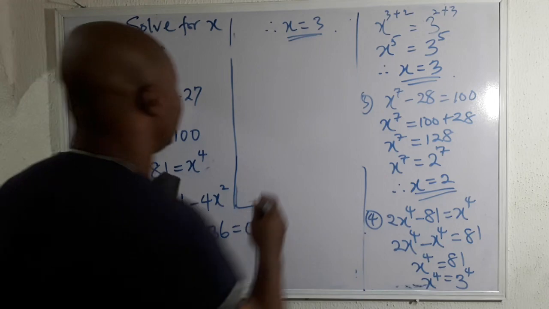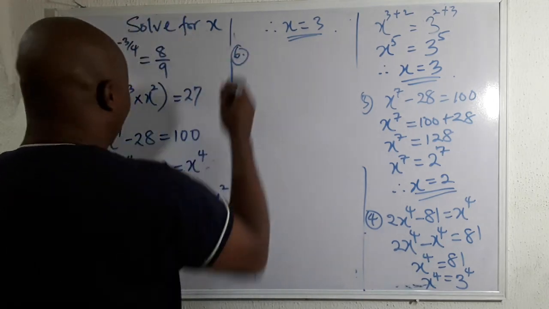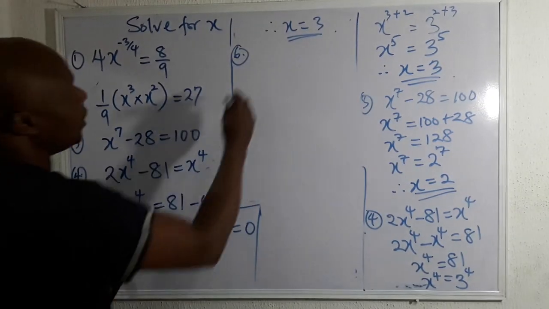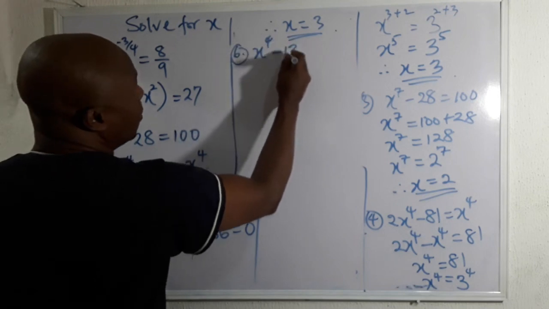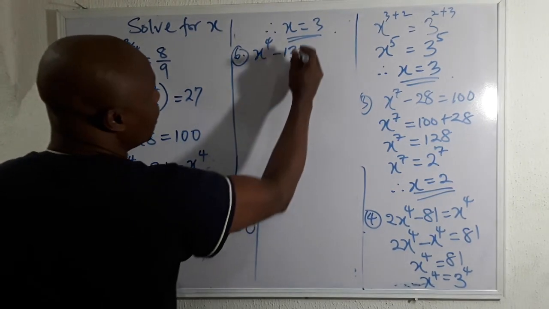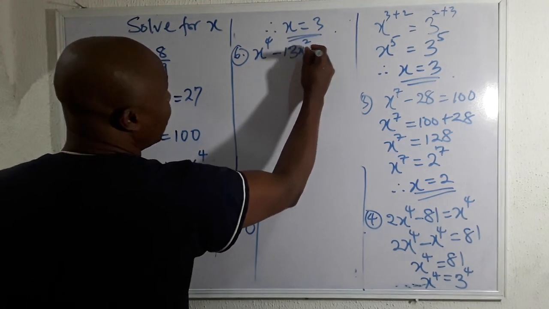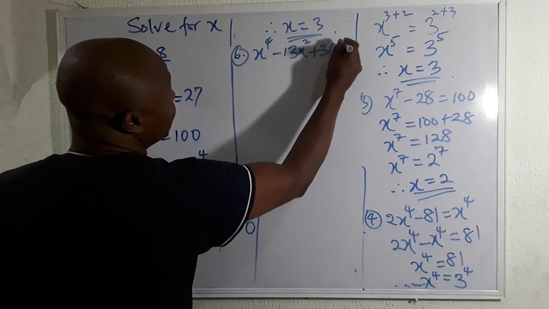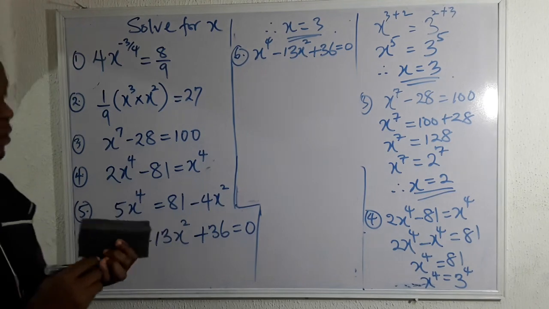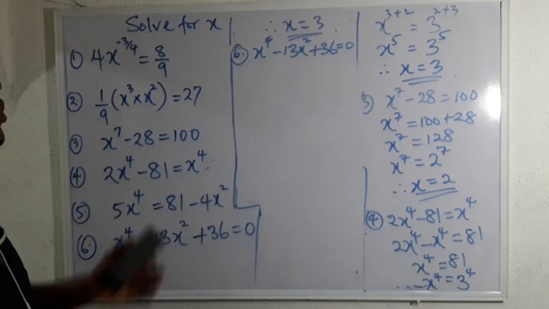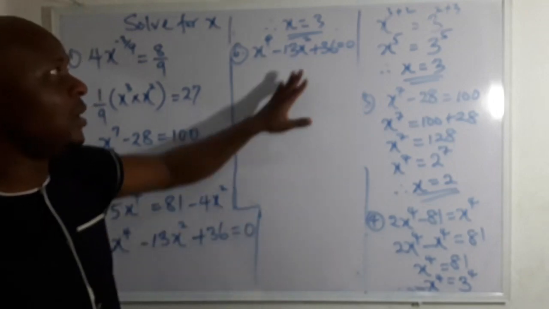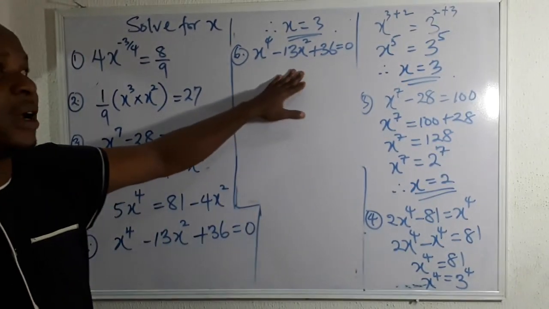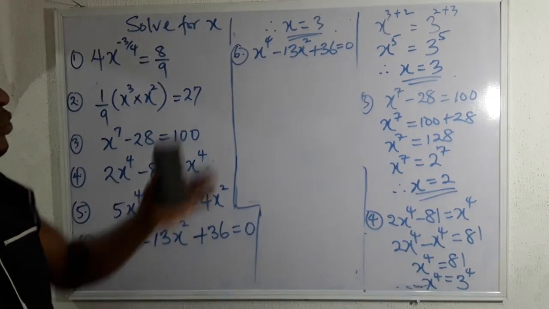Now let's see question 6. Question 6 is x raised to power 4 minus 13x raised to power 2 plus 36 is equal to 0. So that is question number 6. How do we solve this question? We apply a little technique from quadratic equations, how to factorize a quadratic equation. We're going to apply it here.